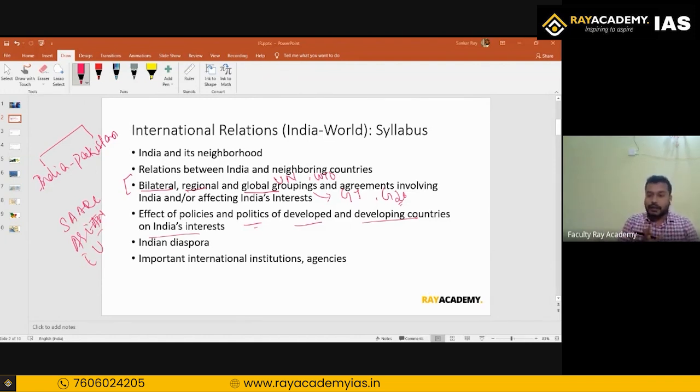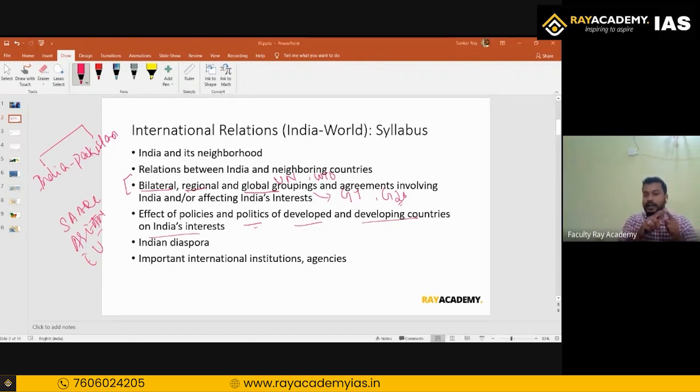So we need to understand how India's interest lies: should we incline towards the developed countries, or should we give more time to developing countries? And if we give more time to developing countries, how is it going to affect the developed countries that we have to take care of? I'm just giving an example. You know that we have a good relation with Russia also, and we have a relation with USA also.